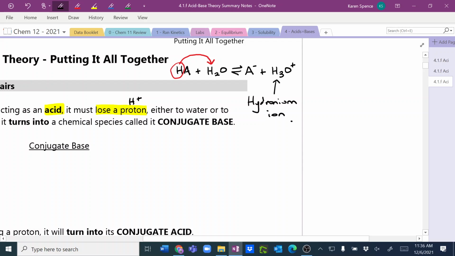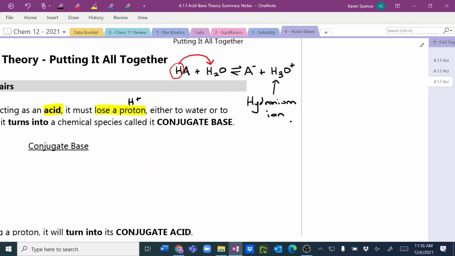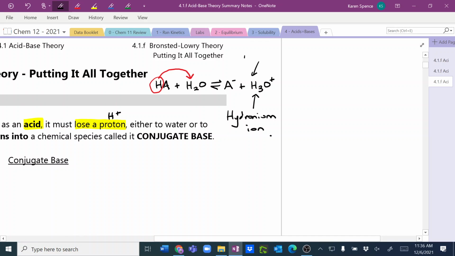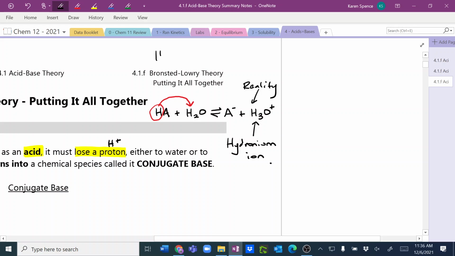So although up till this point we've been showing acids as simply dissociating in water, in reality they don't just dissociate in water, they react with water and give it a proton. So it's actually a little more complicated. So I like to say that this is reality. And if we were to write it just like this, HA becoming H plus A minus, that's like shorthand. I know you guys might not know what shorthand is, but have you heard the word shorthand?